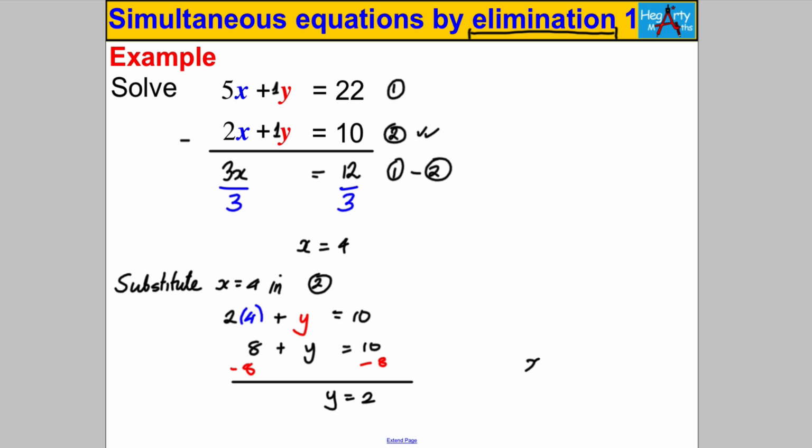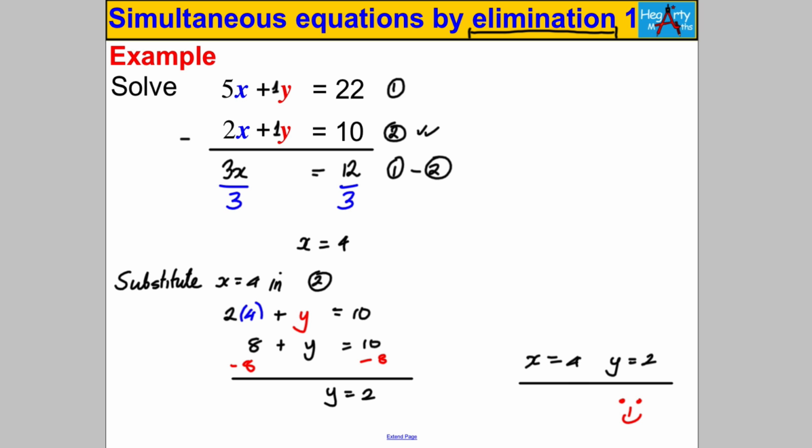At the very end, make sure you state your final answer together like this. And before you go on, just double check it works in both equations. 5 times 4 is 20, add 2 is 22, yeah. 2 times 4 is 8, 8 add 2 is 10, yeah, I got it. Put your smiley face there and you've checked it. And that's it. That is solving simultaneous equations and how we do it.